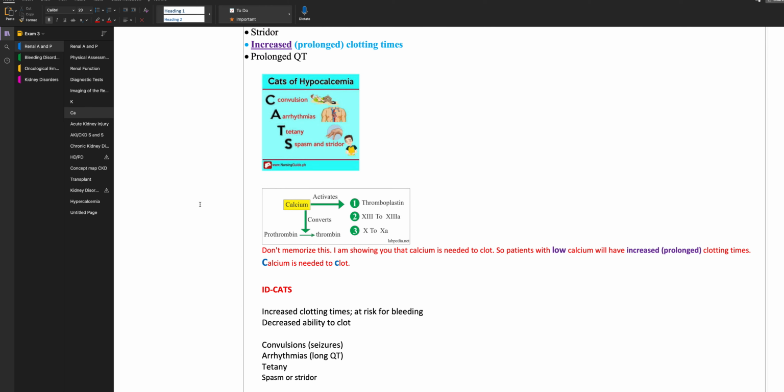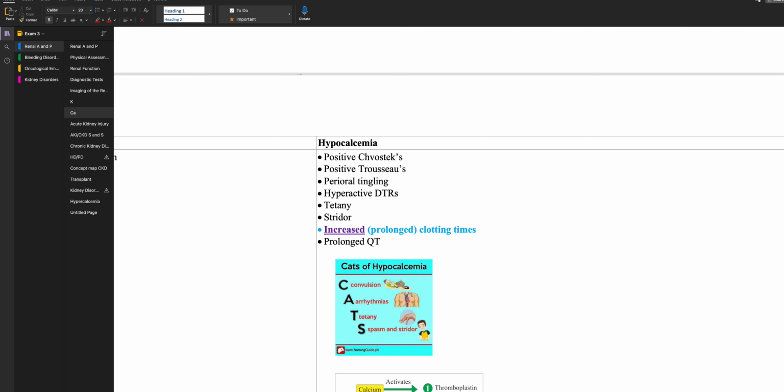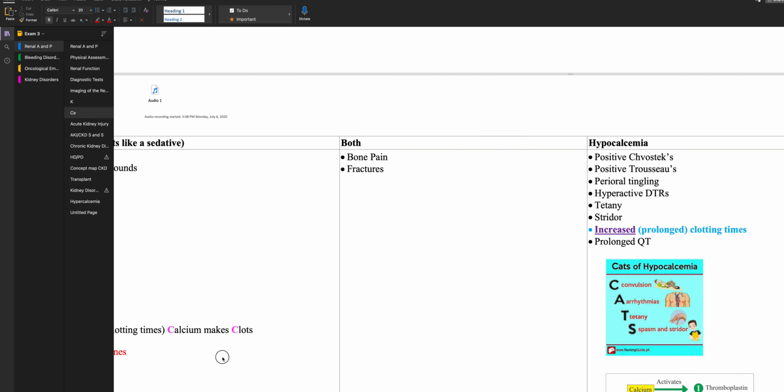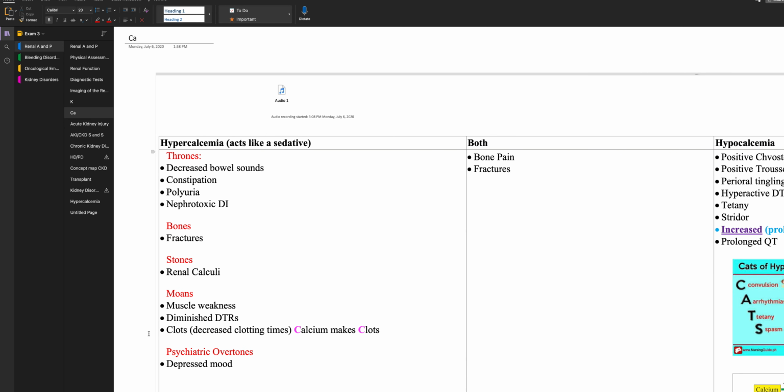Okay, now with calcium, in this unit three, exam three, you have oncological emergencies where you might see hypercalcemia, but you also have renal failure or chronic kidney disease, the oliguric phase of AKI, where you might see hypocalcemia. So let's review, okay? Hypercalcemia acts as a sedative to your body, so it's going to slow everything down.